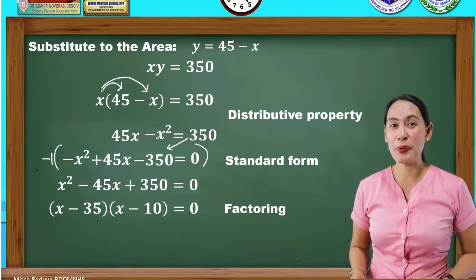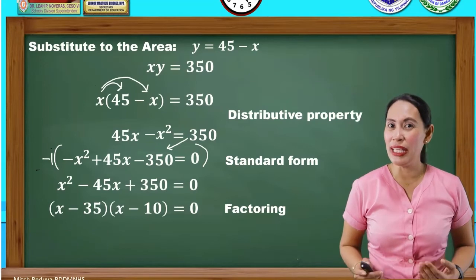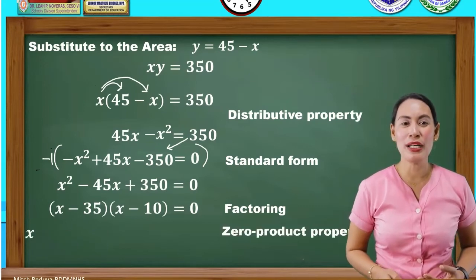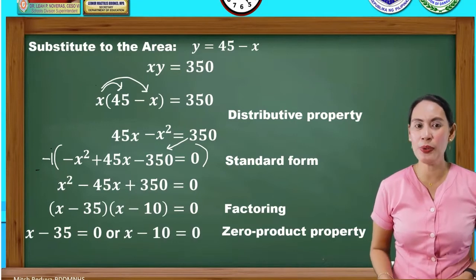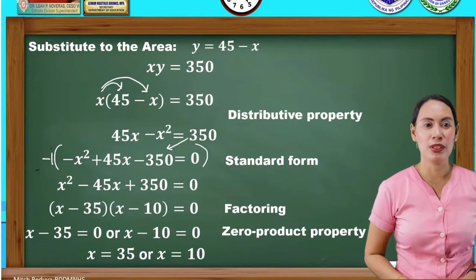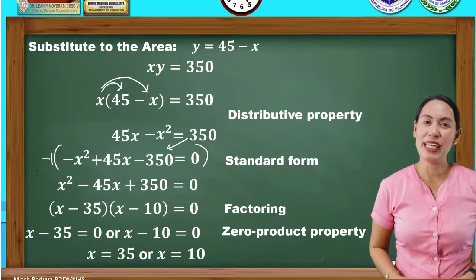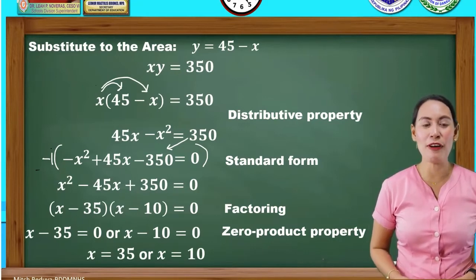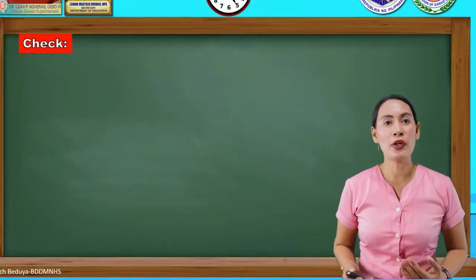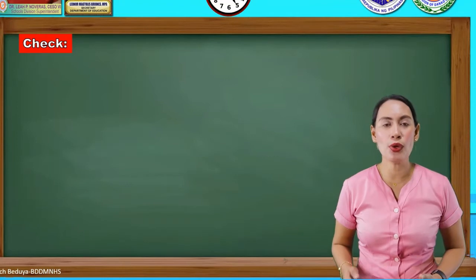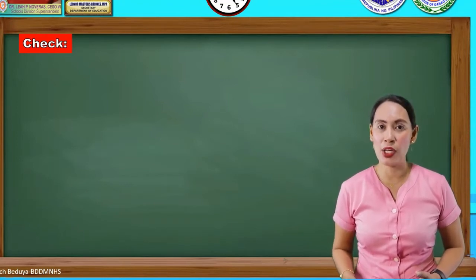So by zero product property, we will equate each factor to 0. So x minus 35 equals 0, or x minus 10 equals 0. So let us solve. X is equal to 35 or x is equal to 10. We are going to check if our solutions can really satisfy the equation.